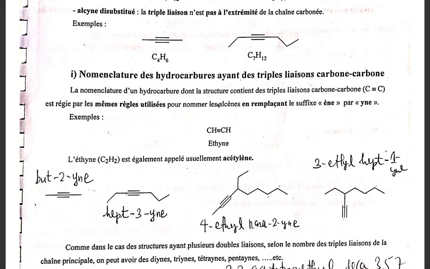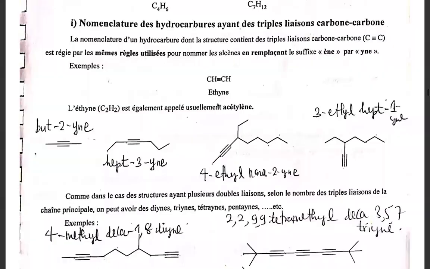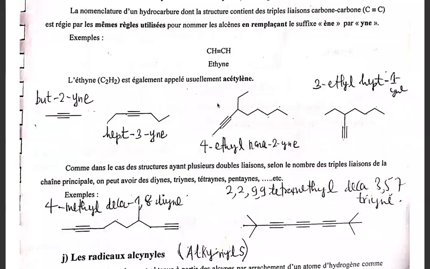That's all. I think we are done for this part. We can continue. That is what you're supposed to do: just replace the ending and apply the same rules. Everything remains the same. So they're saying ethyne, C2H2, which is non-usual, acetylene.